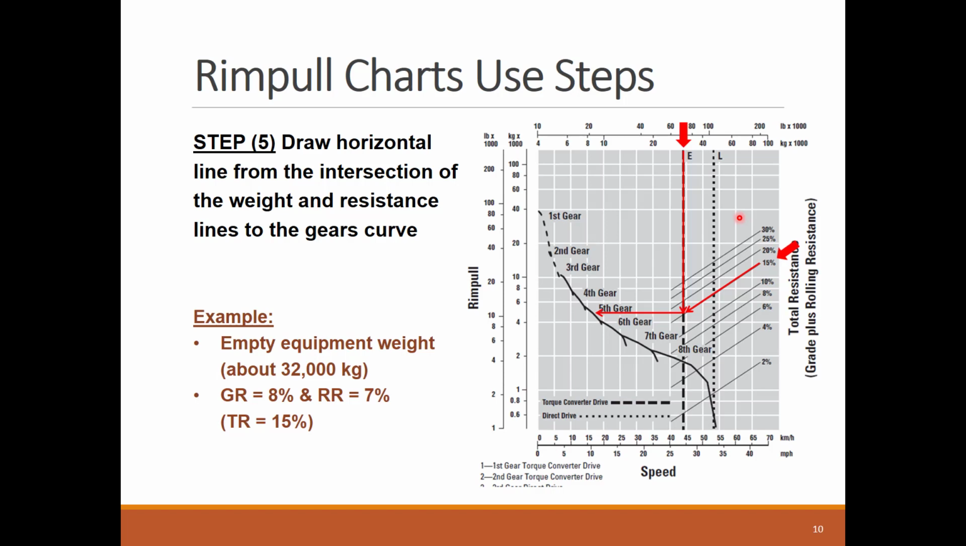From the intersection point, draw a horizontal line towards the gear curves to find the best engine gear to use for the implied weight and total resistance. Please note that I did not say draw a line to the left, but I said towards the gear curves. This is because in some cases your intersection point can be below the gear curves, which means you will draw a horizontal line to the right to intersect with the gear.